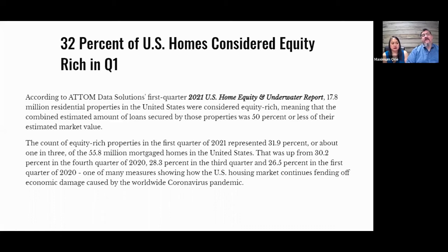All right. A new study came out that 32% of all U.S. homes are considered equity rich. Now, what does that mean? That means that a third of the homes in the U.S. have over 50% equity. Okay, this is a very different market from where we were in '08. When a third of the homes have over half of their equity, only owe less than half of what the home is worth, that is a really great position for us to be in.